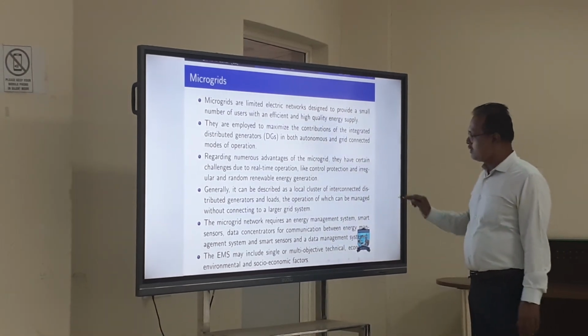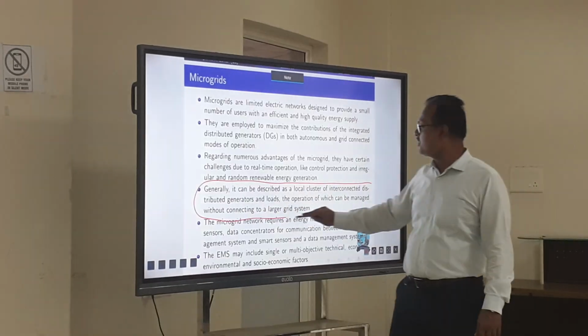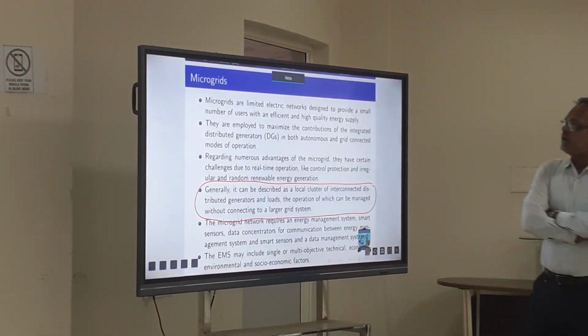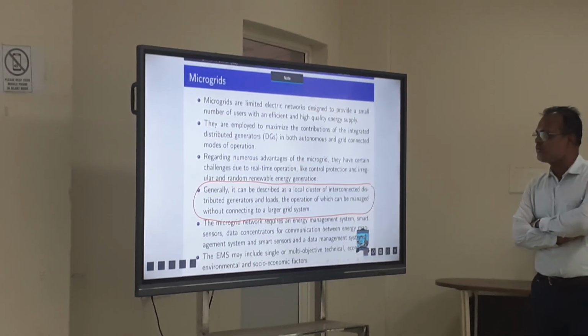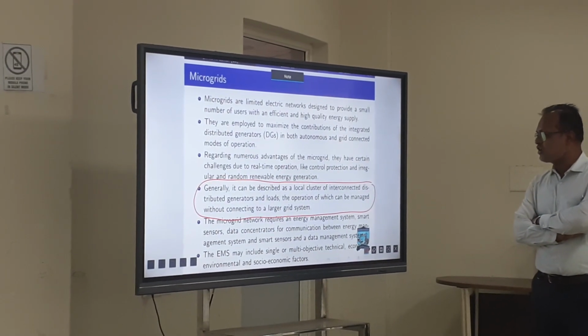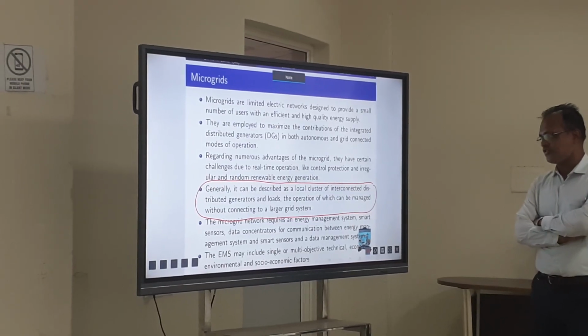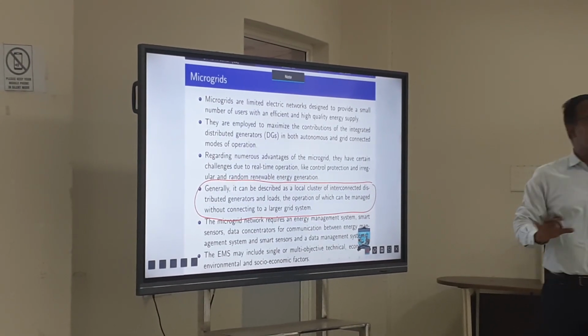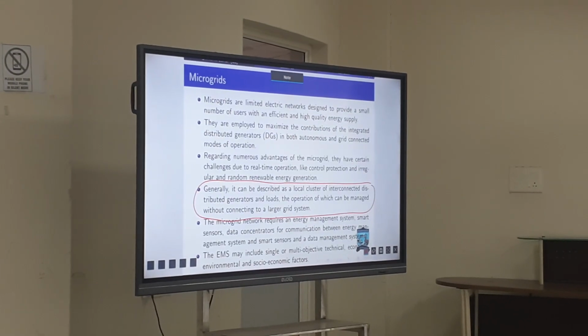What is a microgrid? You write this first. This is the definition, so you should write: generally it can be described as a local cluster of interconnected distributed generators and loads, the operation of which can be managed without connecting to a larger grid system. So without connecting to a larger grid system, we can operate the microgrid. That is the specialty of a microgrid.